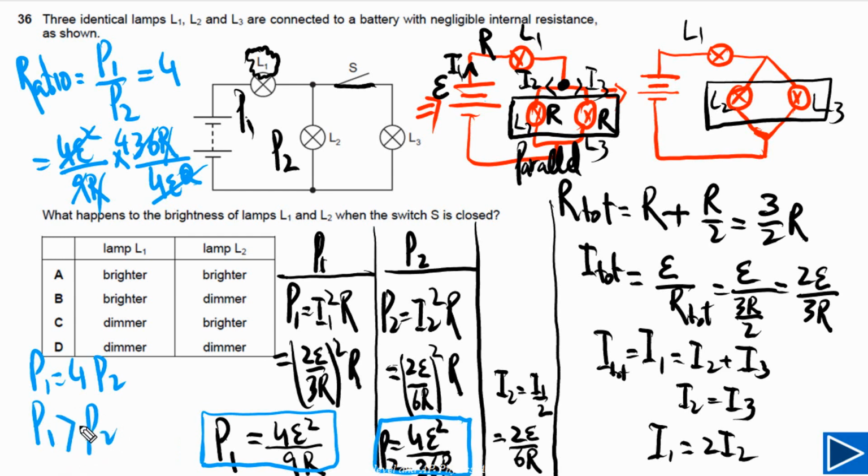So this one is simply telling us that lamp 1 is brighter than lamp 2. So lamp 1 is brighter than lamp 2. So it means this is the right answer. B is our answer. So how many times is L1 brighter? L1 is 4 times brighter than L2.